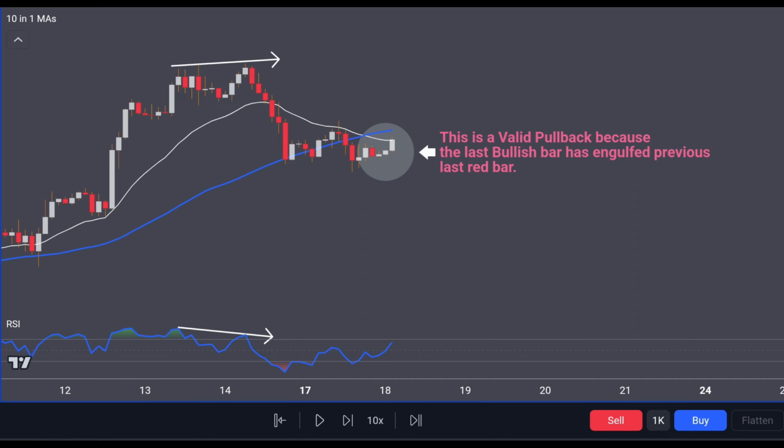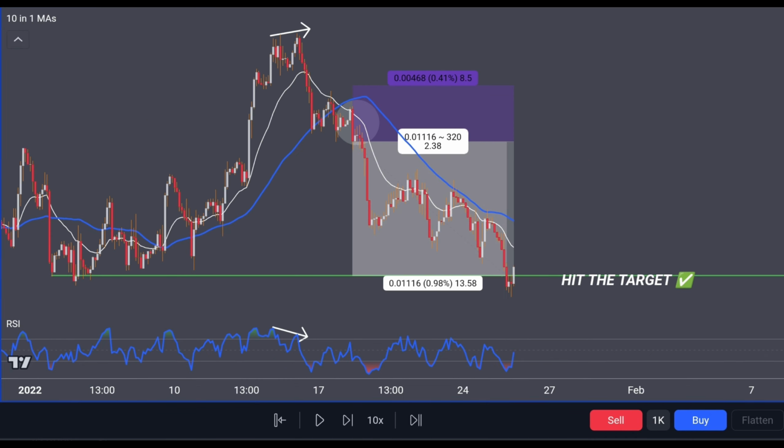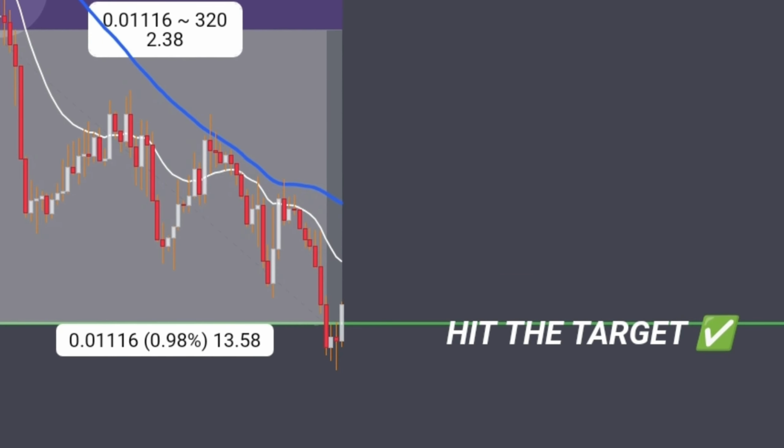This is a valid pullback because the last bullish bar has engulfed previous last red bar. And as you can see, last confirmation for short position. The last two red bars has engulfed previous last white bar. We can open a short position. We achieved a fantastic profit at a ratio of 1 to 2.3. Adhering closely to the rules of the strategy is bringing us success.